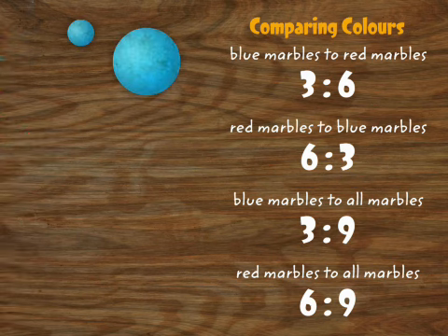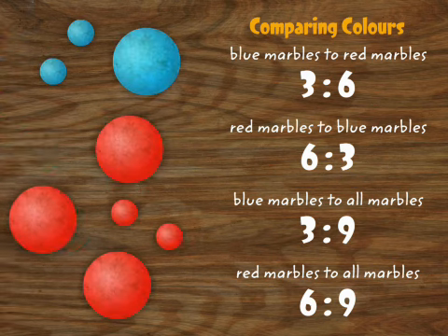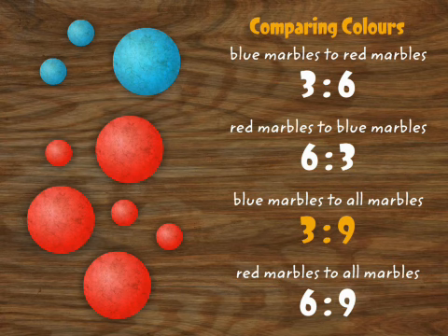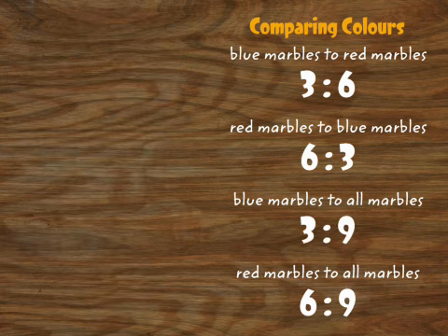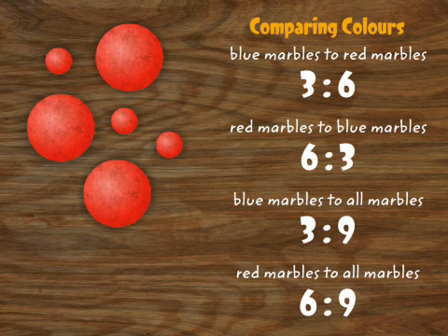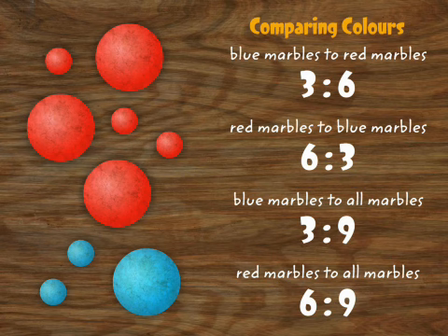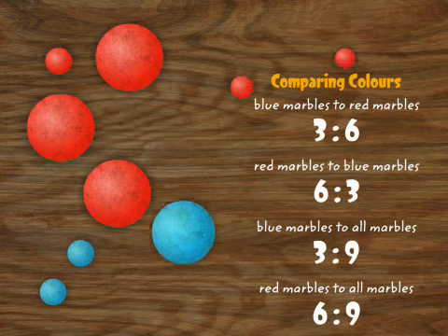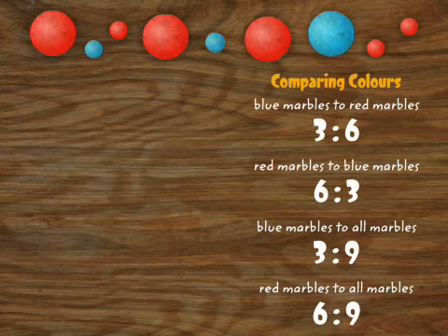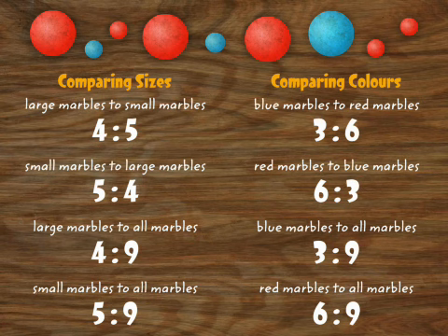The ratio of blue marbles to all the marbles is 3 to 9. The ratio of red marbles to all the marbles is 6 to 9. All the comparisons involved the same group of 9 marbles, so the second term in the part-to-whole ratios was always 9.